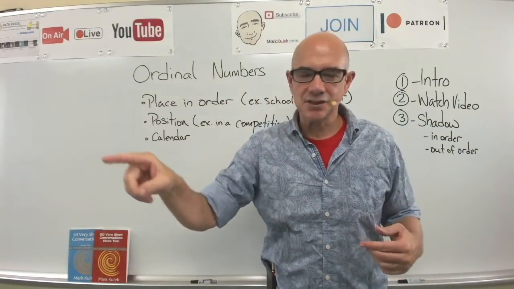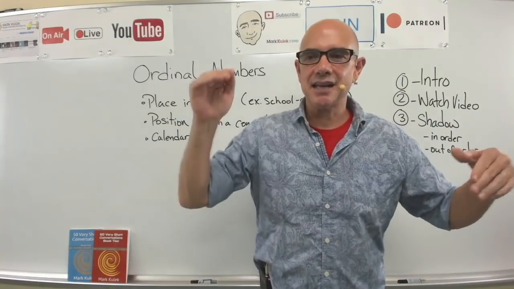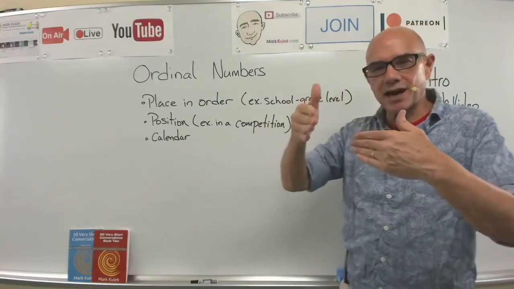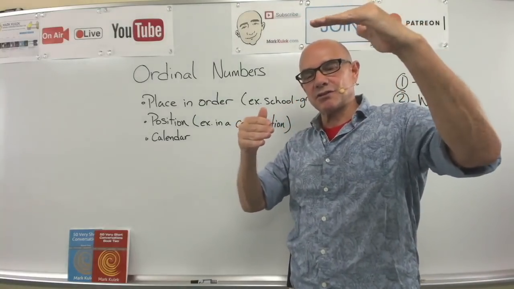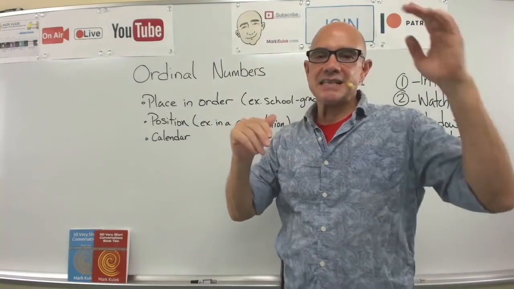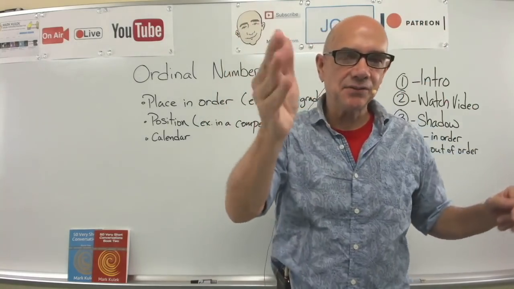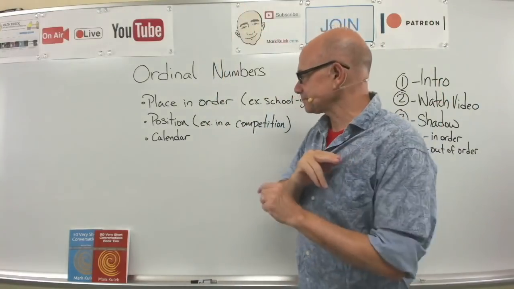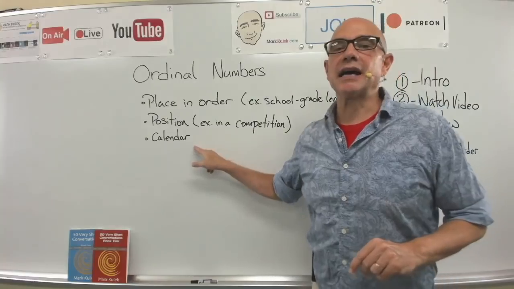She came in first, he came in second, right? And so position in order, right? First, so they're the winner, right? So the first place is the gold medal, second place is the silver medal, third place is the bronze medal, for example. And also on a calendar, right?